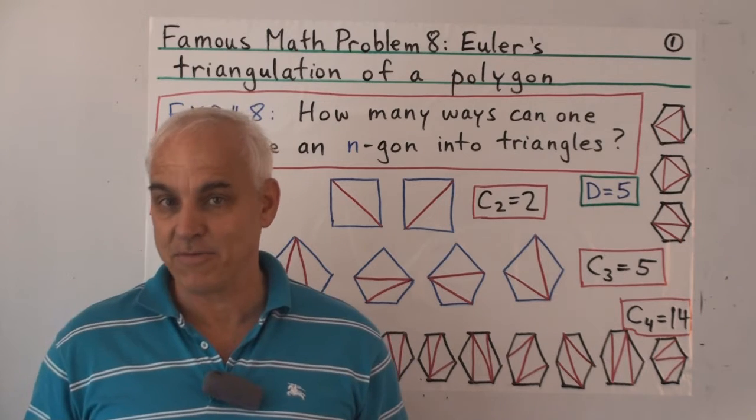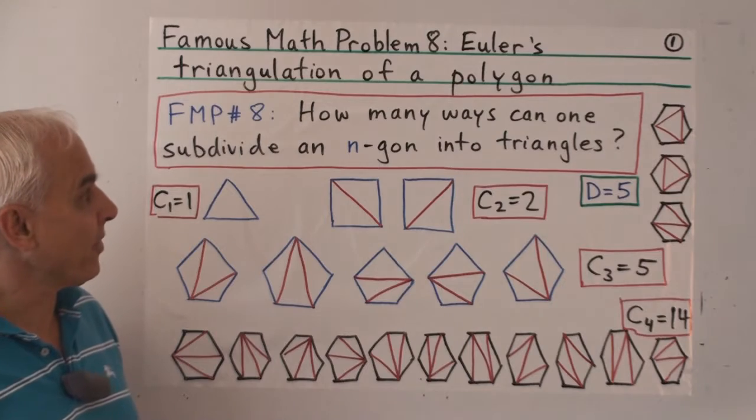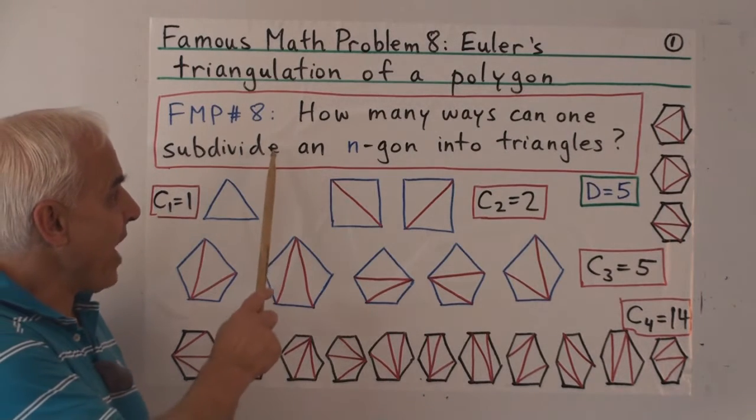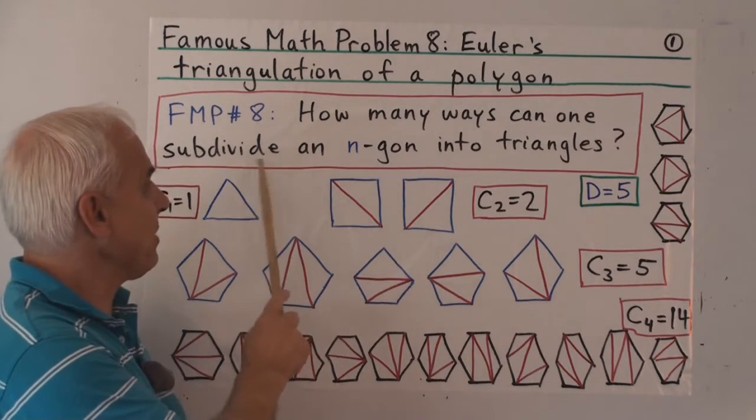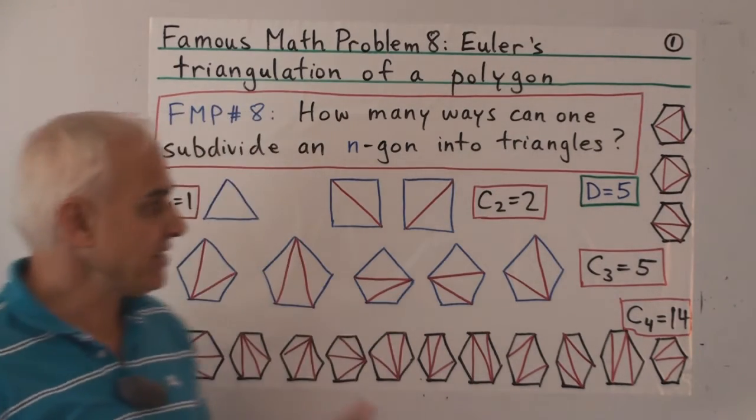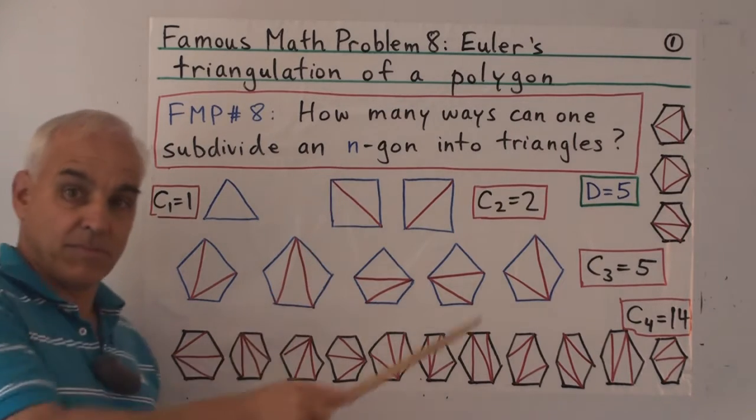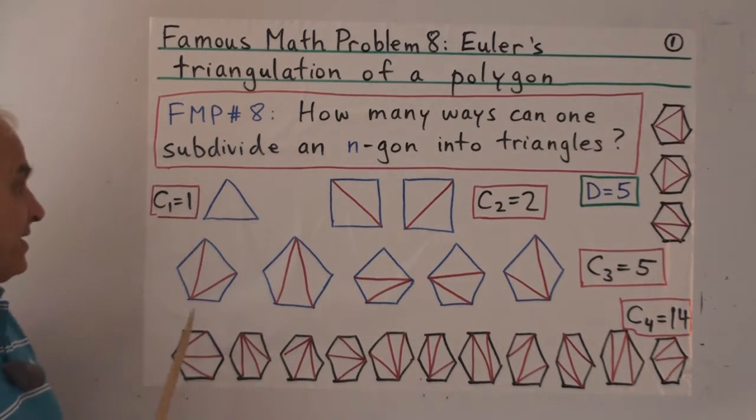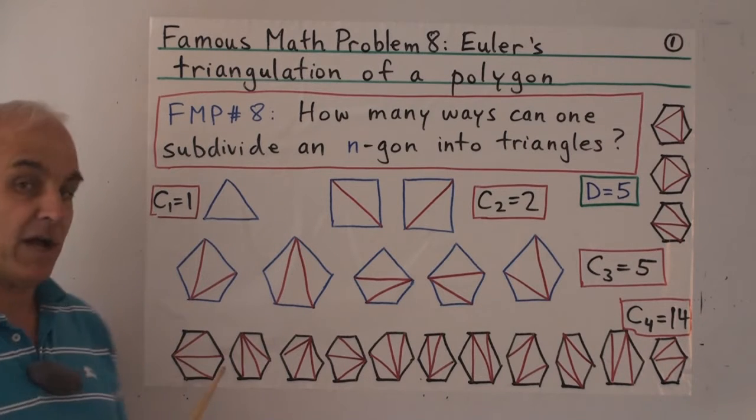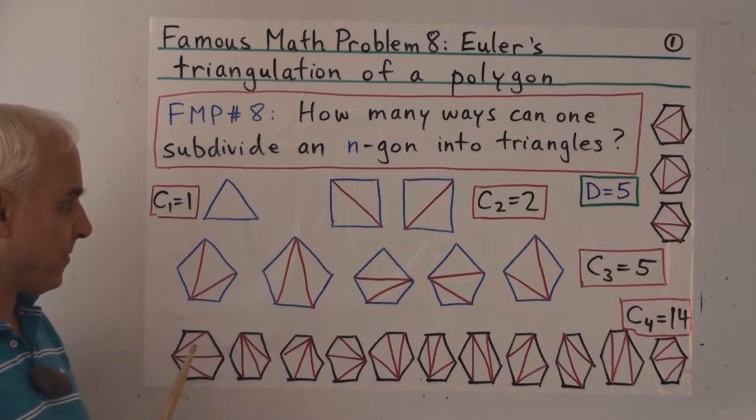Today's famous math problem, the 8th one in our series, goes back to Leonhard Euler, who asked, how many ways can one subdivide an n-gon into triangles? So let's illustrate this with some examples. An n-gon is just a polygon with n sides, and the simplest one is a triangle with 3 sides, and there's only one way of subdividing it into triangles, namely itself.